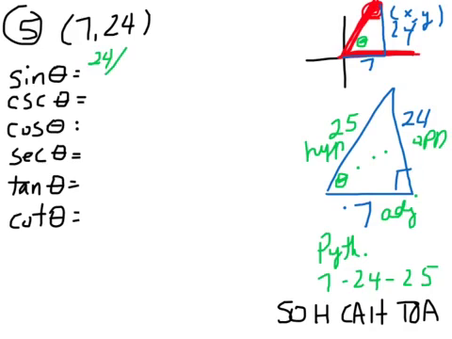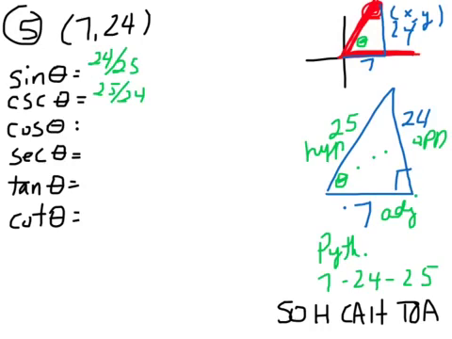If I make a mistake, y'all speak up. What would the cosecant be? 25 over 24. Yeah, we just flip it. That's why that button on the calculator is so handy. If I find a value, I can just flip it to get the reciprocal one.